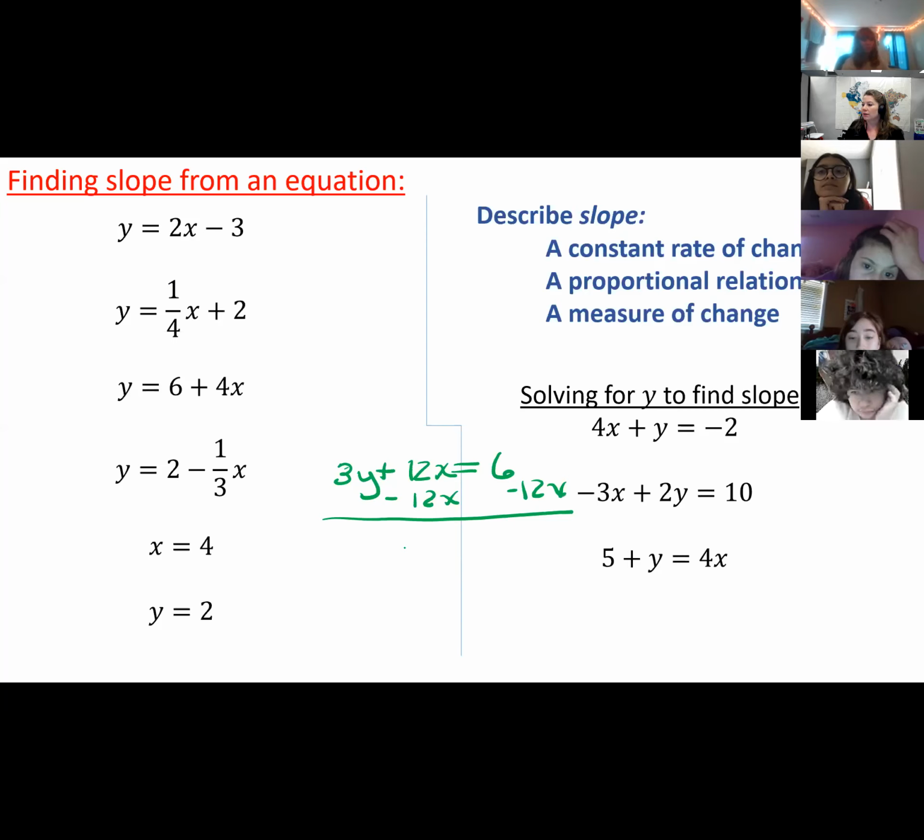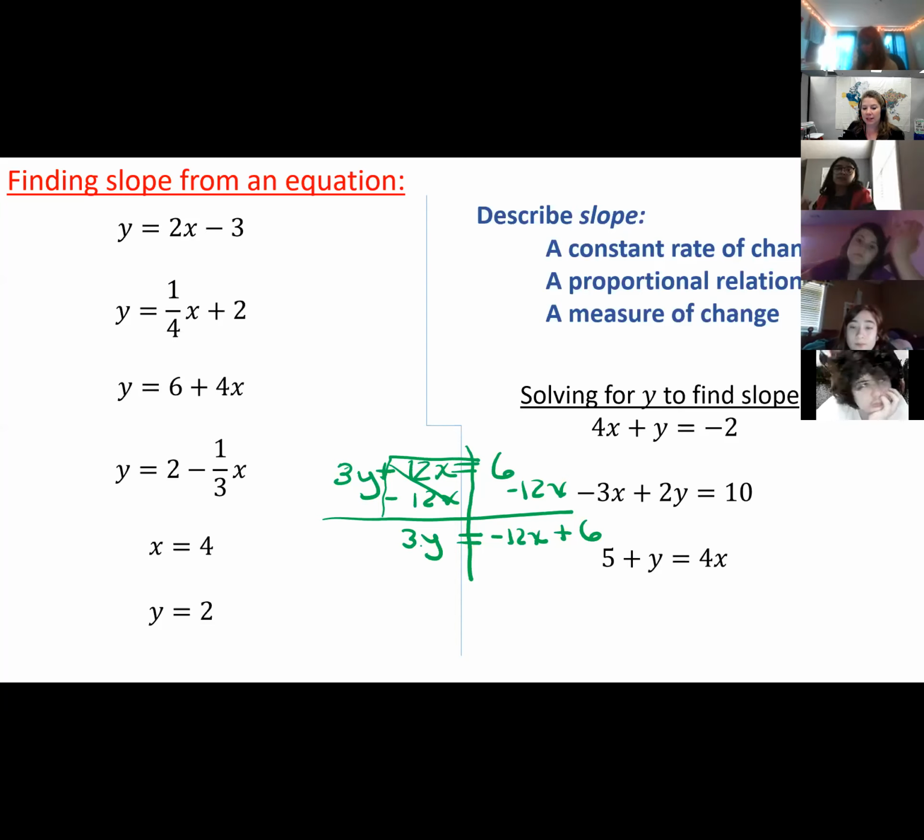So far, so good. All right. Now I got rid of my 12x, gone. I'm going to bring down 3y equals. Now I always want to write the x term first. So I'm going to write negative 12x, and that's a positive 6. All right, how we doing? Now what do I have to pull away from the y? What's the only way to get that 3 away from the y? Yep.